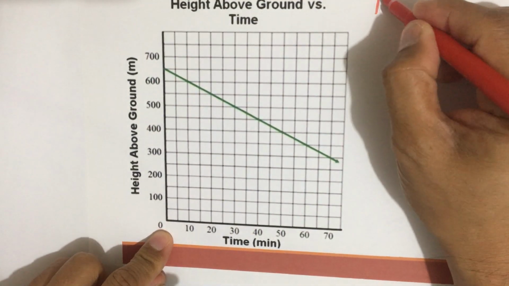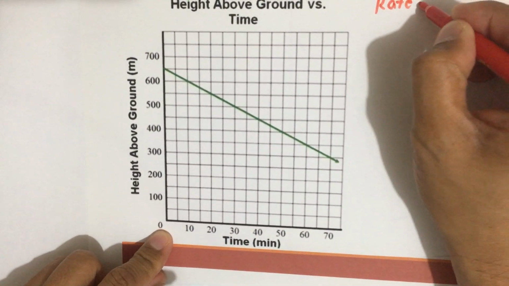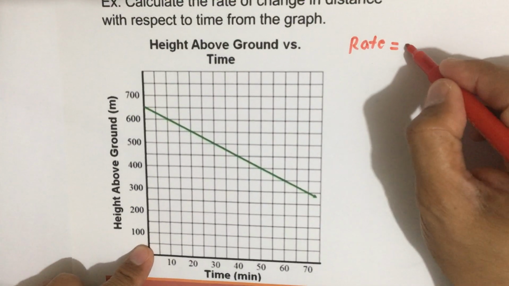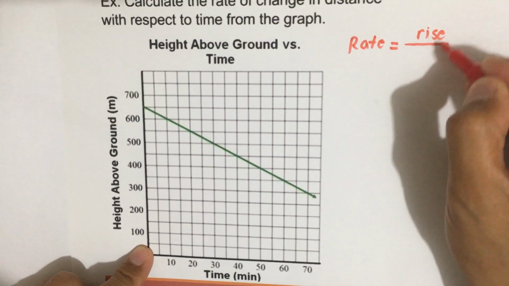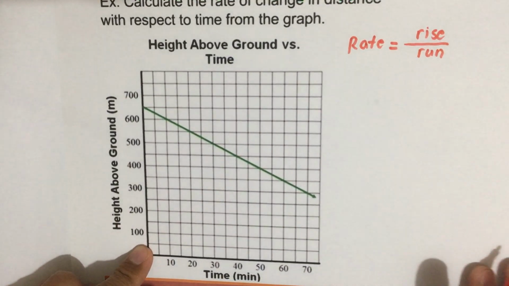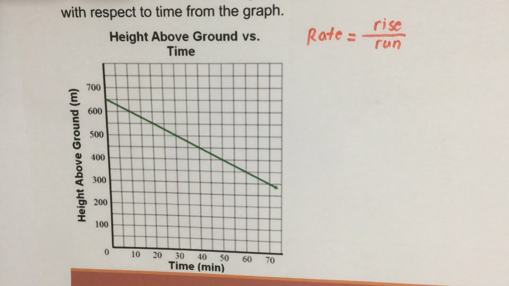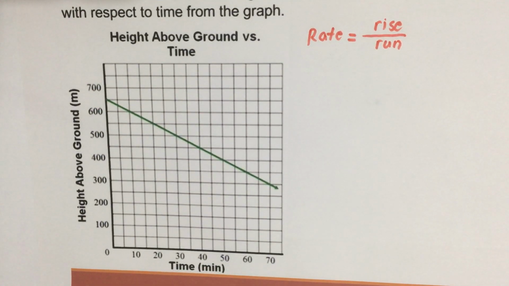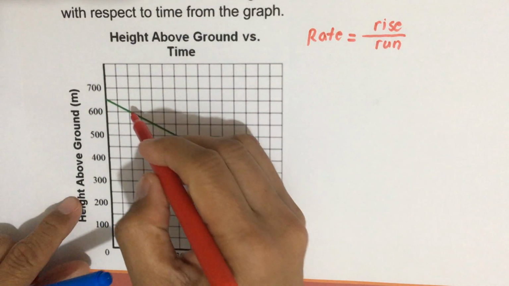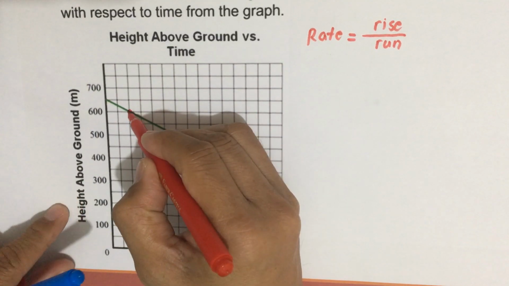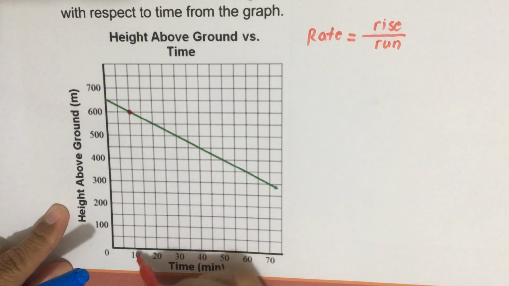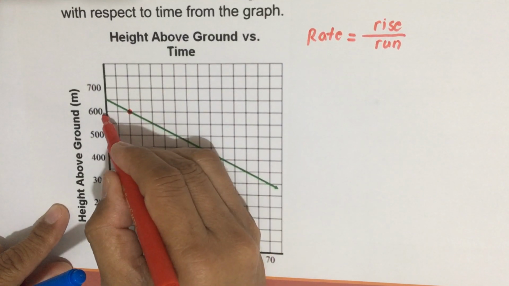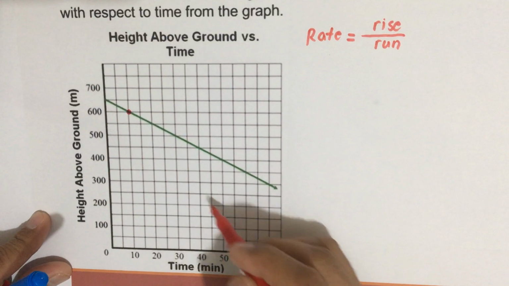Again, the rate of change, we write it as rate equal to, from our formula, rise over run. Now again, let us choose points, the points where we can read clearly the corresponding horizontal and vertical values of that point. In this case, I will select this point here. This point clearly corresponds to 10 minutes, and the corresponding height above the ground is 600 meters.